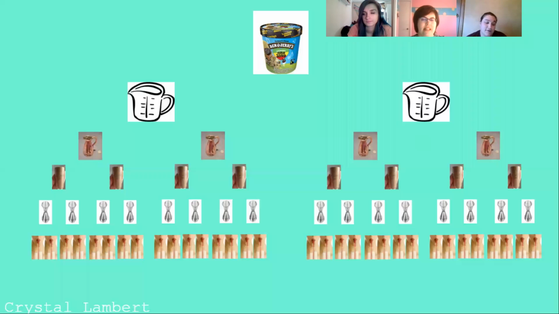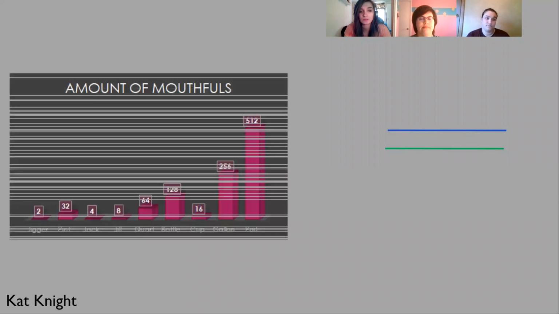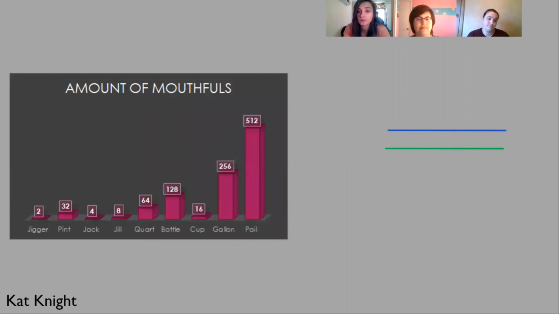Kat, can you help us fill up this bucket using everything we just learned? Yes. So we're going to fill up a pail, and to start us off, I went ahead and put everything that Laura and Crystal did into a beautiful little chart because we are going to reference back to this when we are filling up our pail. So what is the point in putting them in the same measurements, Kat?